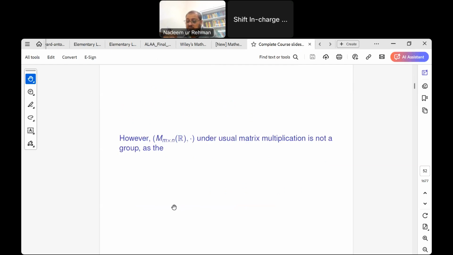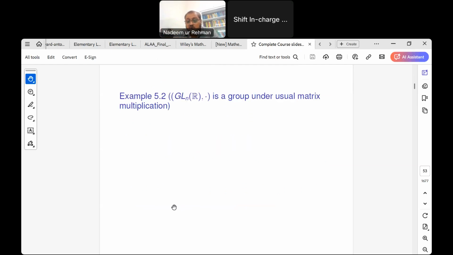But in general, matrices under usual multiplication do not form a group, because of the same problem. If you take real numbers, the zero matrix is there, and the inverse of the zero matrix does not exist. So we have to think in this form and start a new type of matrix. I take GLN, which means a collection of all the matrices which are invertible.